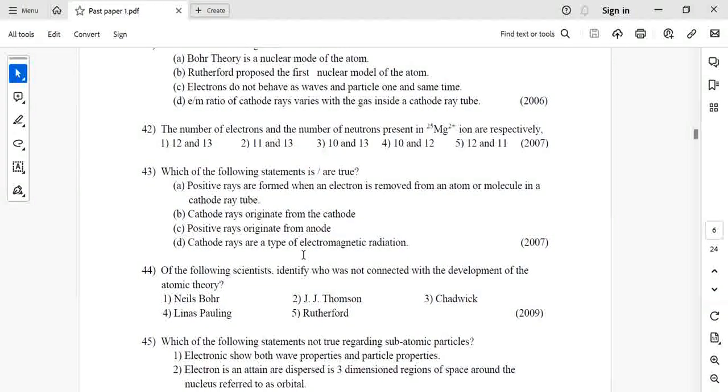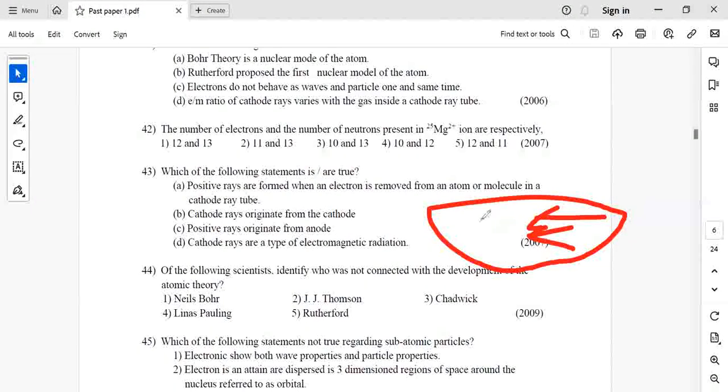43. Positive rays are formed when electrons are removed from an atom or molecule in a cathode ray tube. Yes, when electrons are removed, positive rays are formed. A is true. Cathode rays originate from the cathode. Yes, it's also true. But positive rays do not originate from the anode. When electrons collide with atoms in a cathode ray tube, positive rays are formed. So they can be formed anywhere in the tube, not on the anode.